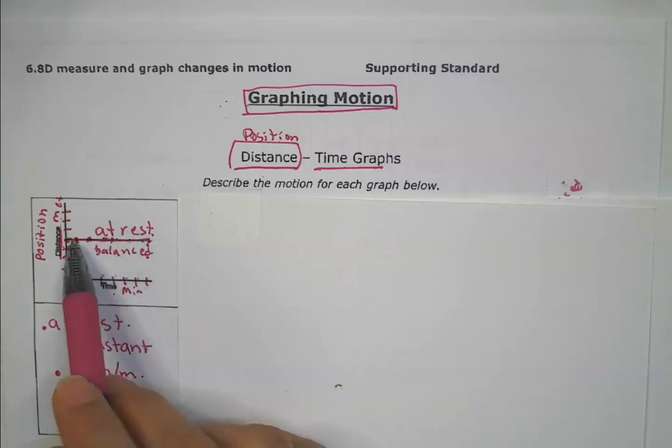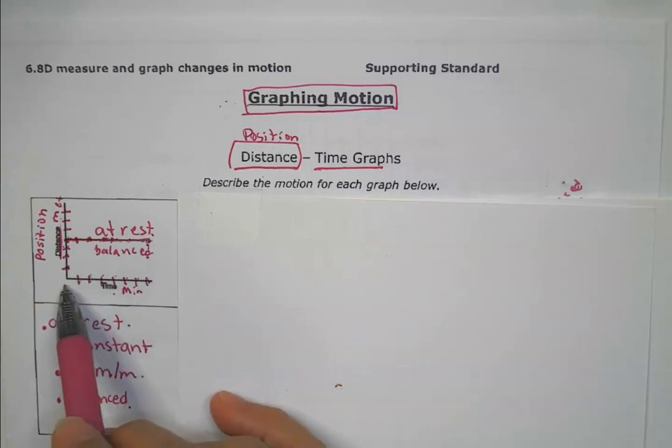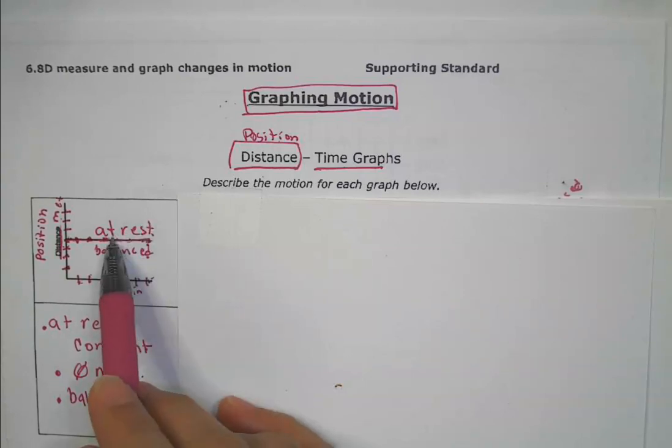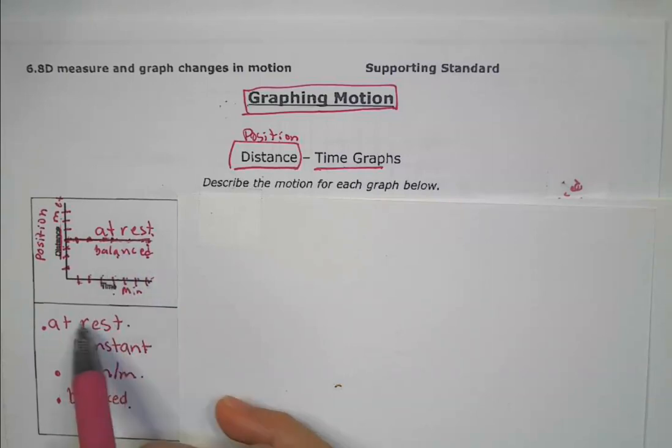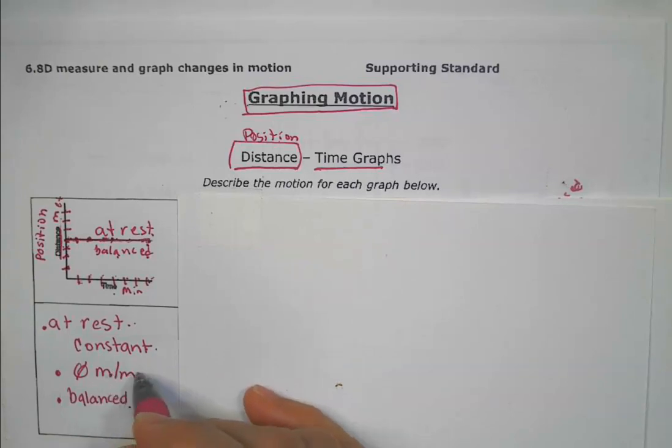So that means that I'm in the same location throughout the whole period of time, throughout my 1, 2, 3, 4, 5, 6, 7 minutes. So then I say that I am at rest. Forces are balanced. The object is at rest. So here we put rest, constant. We could say that the object is at 0 meters per minute and forces are balanced.